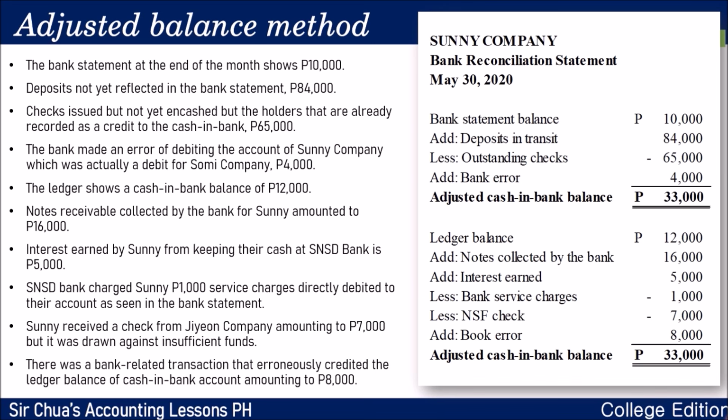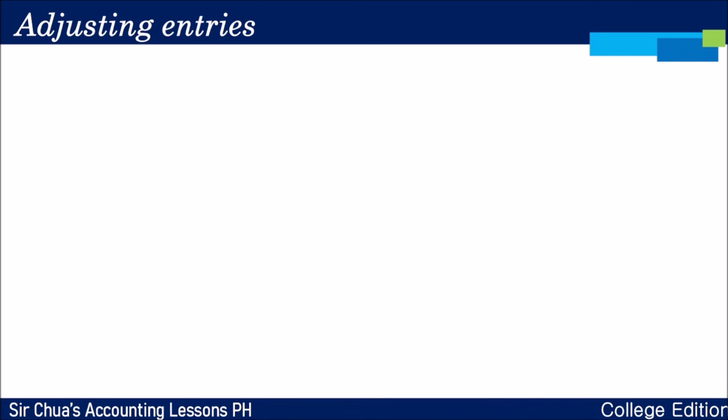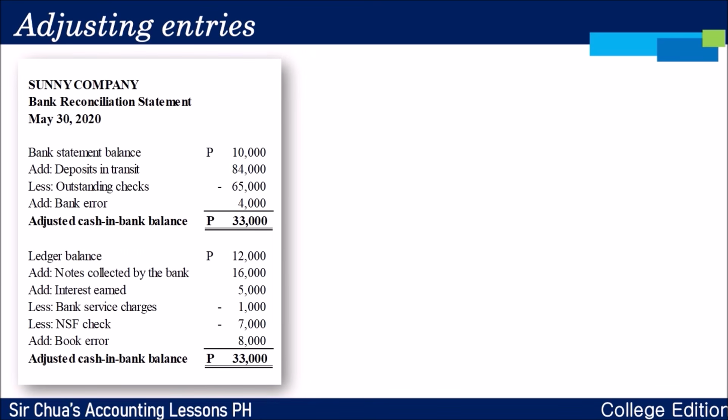Ngayon po, dahil kaya po tayo nagkakaroon ng bank reconciliation statement para maitama po natin yung amount ng cash natin na ire-report sa statement of financial position. At dahil kailangan po nating ayusin, magkakaroon po tayo ng adjusting entries. Ang ating pong guidance sa adjusting entries ay manggagaling lang din po sa ating bank reconciliation statement.